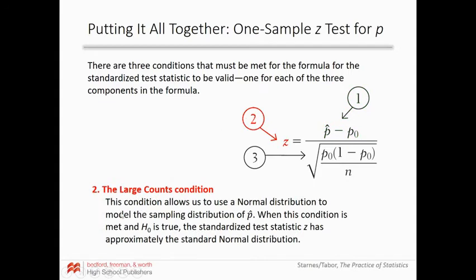Number two, the large counts condition, which is n times p naught is larger than 10, and n times 1 minus p naught is larger than 10. If those are met, then we say that this distribution is approximately normal. And since it's approximately normal, we are able to use a normal curve, and more specifically, we're able to find and standardize our test statistic. So we're able to find z because our sampling distribution is approximately normal.